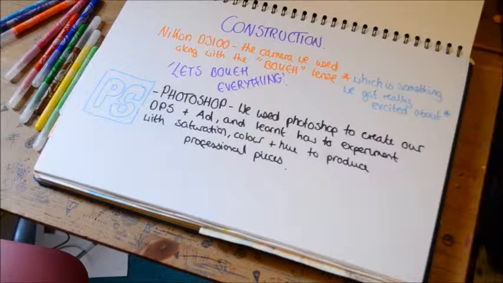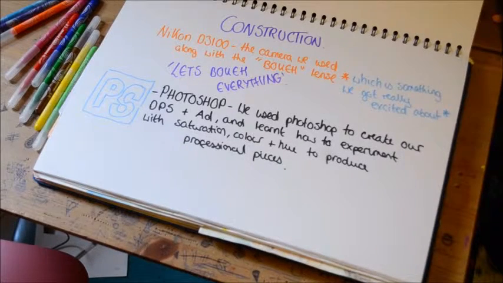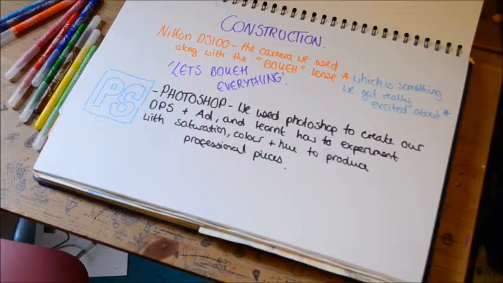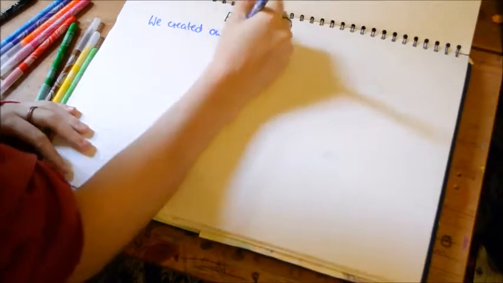In the construction of my documentary we used a Nikon camera to film, and we used a Bokeh lens as well, which is something we got really excited about. It was really quite hard to use actually, because we had to keep the camera really still. We also learned about Photoshop in order to create our double page spread in our ad. We learned how to experiment with saturation, colour and hue to produce professional pieces.